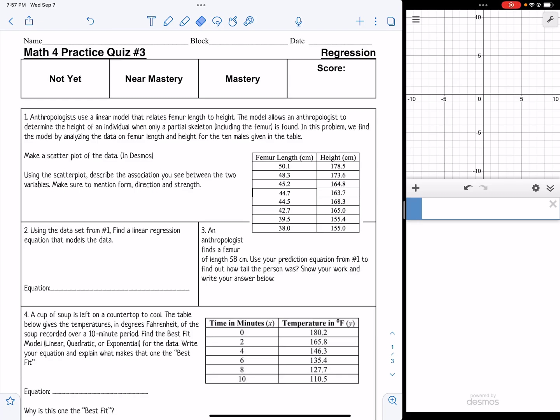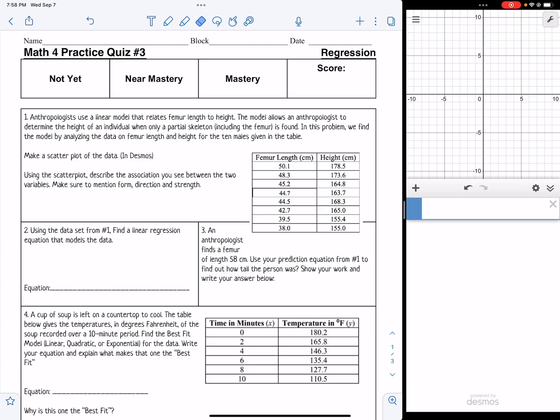In this video, we're going to talk about the Math 4 practice quiz number 3 on regression. Number 1 says, anthropologists use a linear model that relates femur length to height. The model allows an anthropologist to determine the height of an individual when only a partial skeleton, including the femur, is found. In this problem, we find the model by analyzing the data on femur length and height for the 10 males given in the table.